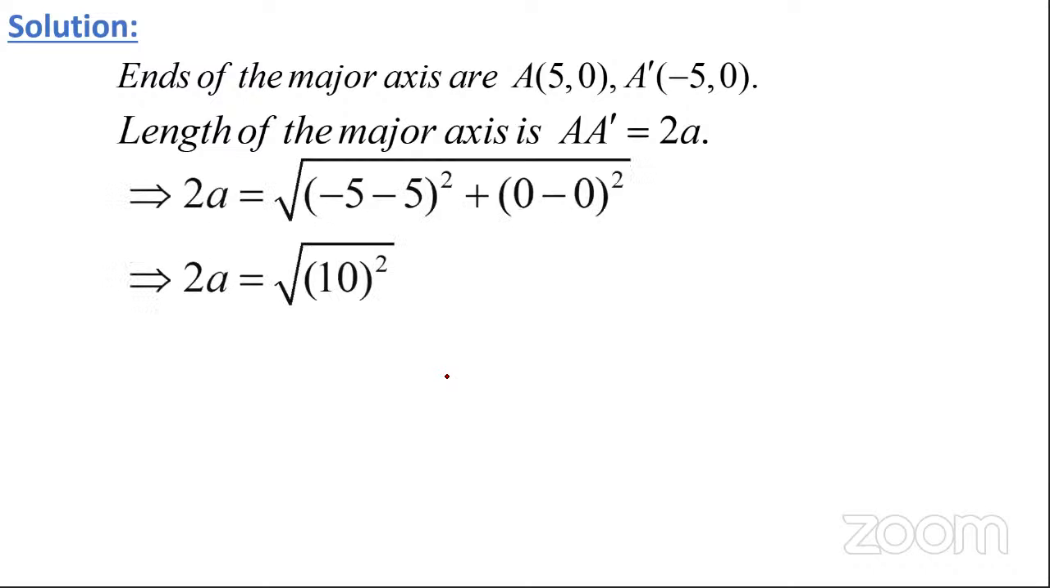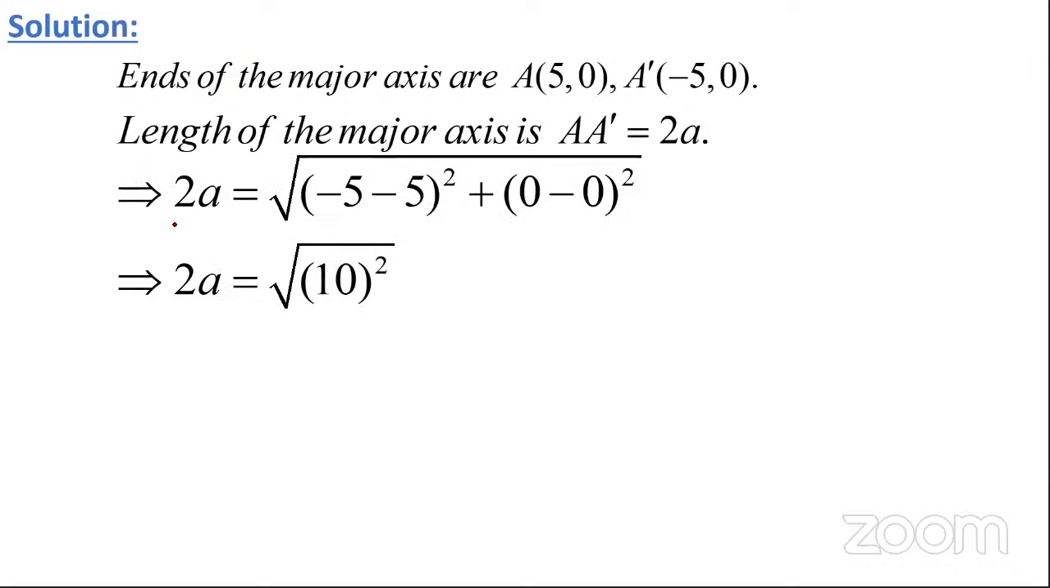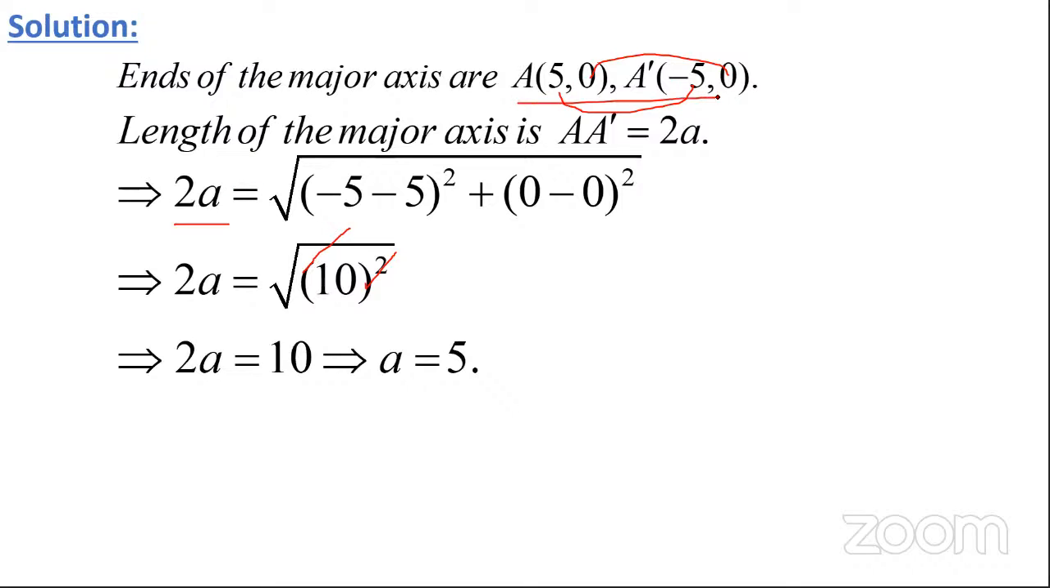A dash equal to a. So I'm finding the 2a value. By the distance formula, x2 minus x1 whole square and 0 minus 0 whole square, then you will get minus 5 minus 5, that is minus 10 whole square. The square root gets cancelled. So 2a equal to the distance between these 2 points, 2a equal to under root of 10 whole square. Then the square root cancels and the 2a value is 10. Then a equal to 5.